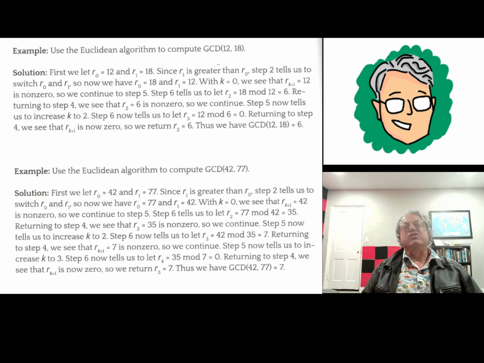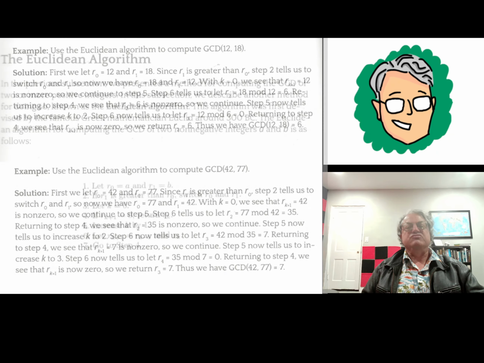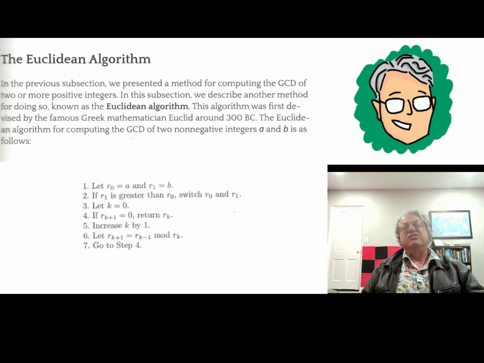So suppose we want to use the Euclidean algorithm to calculate the GCD of 12 and 18. I wrote this in the wrong order, because it's customary to start with the larger number. So what you do is you call R0 18 and R1 12. That's how you start this thing. I might as well show you the algorithm again.